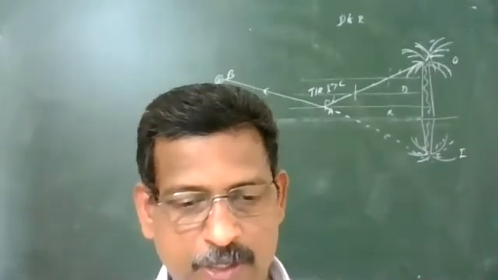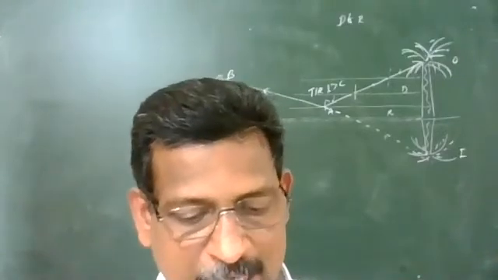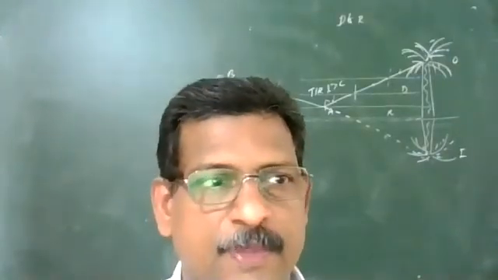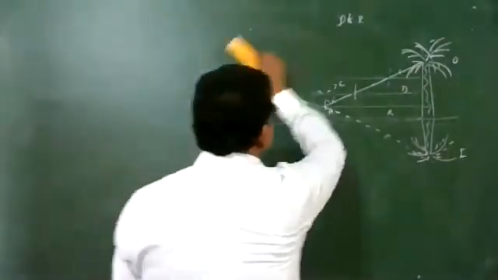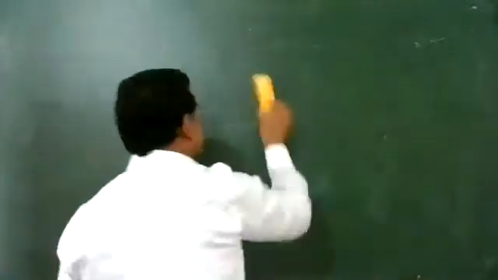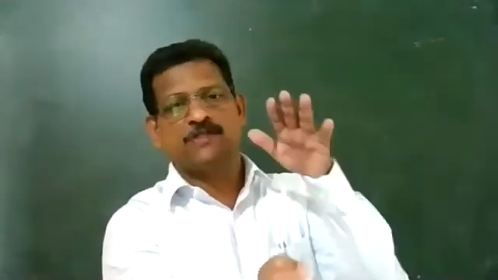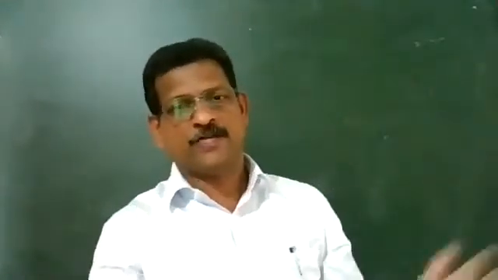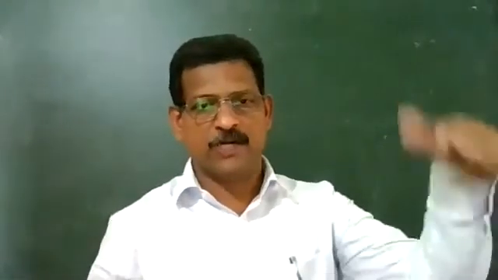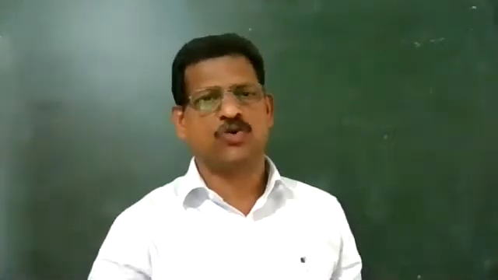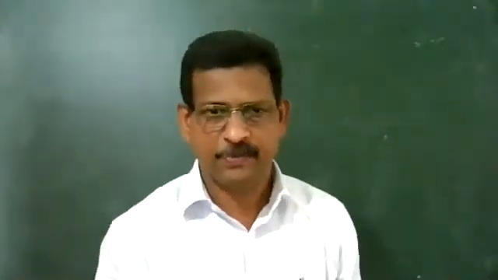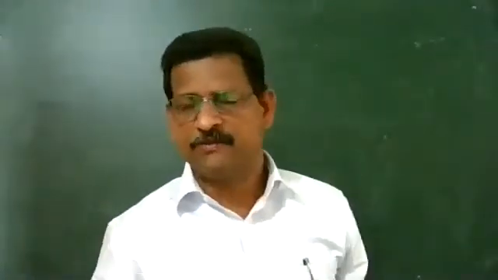Next, we are going for refraction at spherical refracting surfaces. Again, a very important topic. We have seen refraction through a glass slab, where the two surfaces are parallel. Two refractions take place in the glass slab, rare to dense and dense to rare. The emergent ray is parallel to the direction of the incident ray, so there is no deviation, but there is lateral displacement for the image.